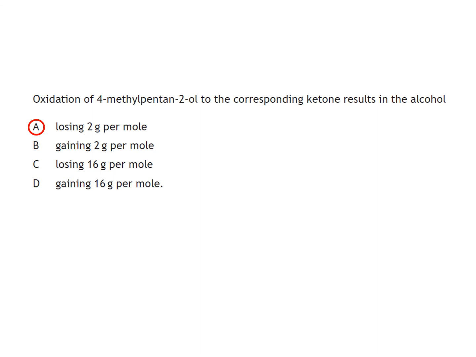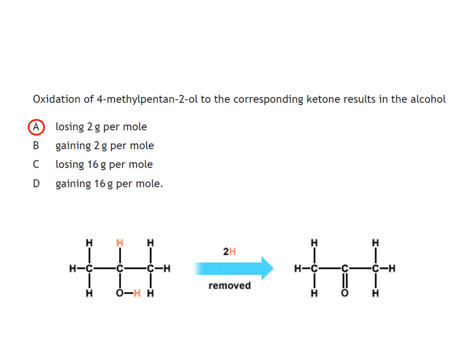So the answer here is A, and here's why the answer is A. So we have here, this isn't the same chemical, but the idea is the same. We have a secondary alcohol and a ketone. And if you notice here, if you have 1 mole of this chemical, you're going to be removing 2 hydrogen atoms. Well, those hydrogen atoms, if you have 1 mole of them, are going to have a mass of 2 grams. Therefore, for every mole of your secondary alcohol that you oxidize, you're going to lose 2 grams. Therefore, A is the correct answer.